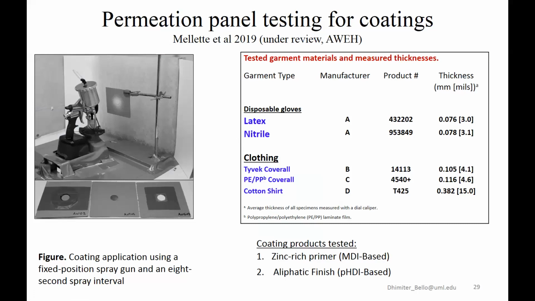We worked with 5 different garments: 2 types of gloves, latex and nitrile, the thin nitrile gloves, the ones that you grab in regular stores, and 3 types of clothing, including 2 types of coveralls, Tyvek and polyethylene or polypropylene, as well as a cotton shirt, which was commonly used in the field. And we tried 2 products. One is a zinc-rich primer, from the NEPCO list. It's based on polymeric MDI, a highly viscous product with high content of solids, and the other product with an aliphatic finish, which is the top coat.